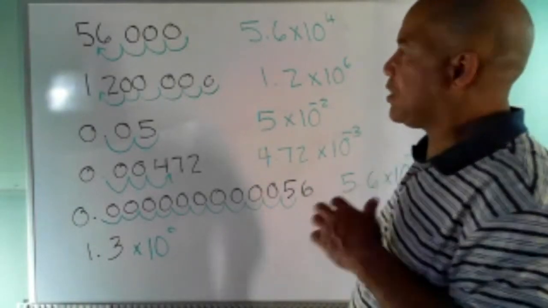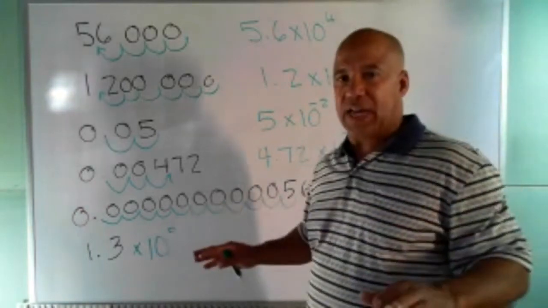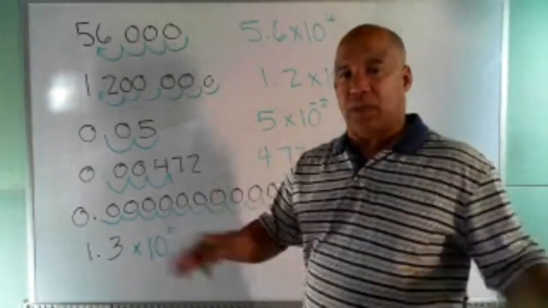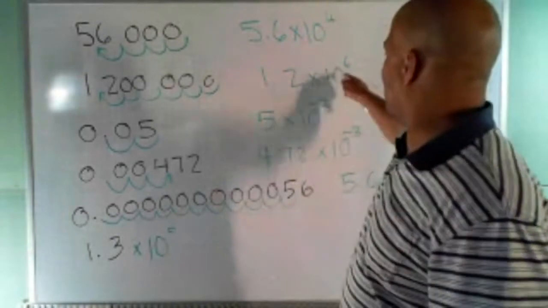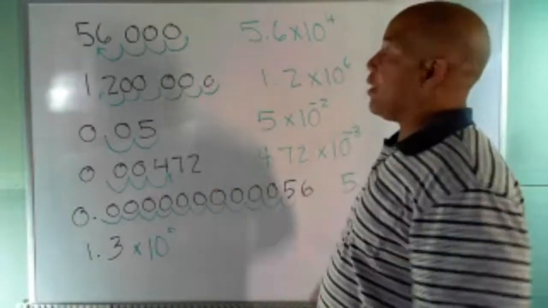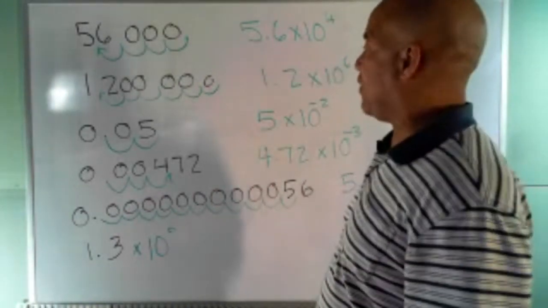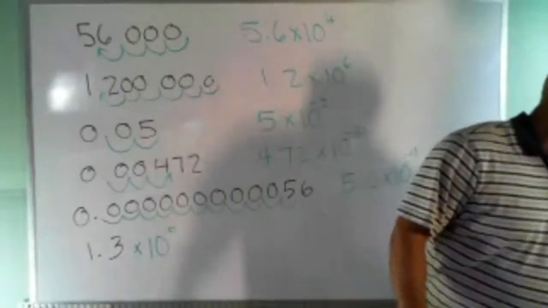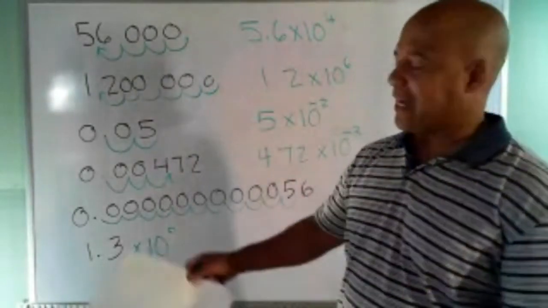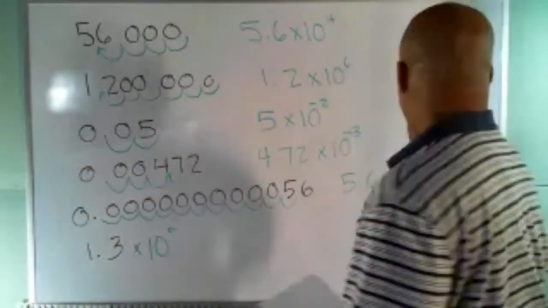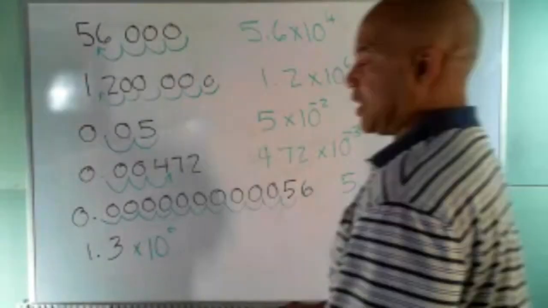Just know what scientific notation is and why we use it, because we deal with really big numbers and really small numbers. This is a convenient way to write those numbers, and know how to put a number in scientific notation. And I think they want you to be able to take numbers out of scientific notation. So on the topic sheet, they give you some of those too. So let's do a few of those.